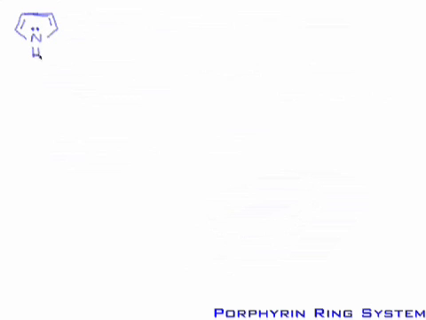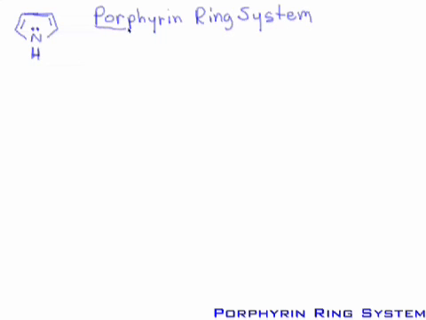Pyrrole is important because of the important systems that it can make when it links up with itself. This is referred to as the porphyrin ring system. Now, the porphyrin ring system involves 4 pyrrole rings. I'm not going to put the pi bonds in just yet. All pointing towards each other.